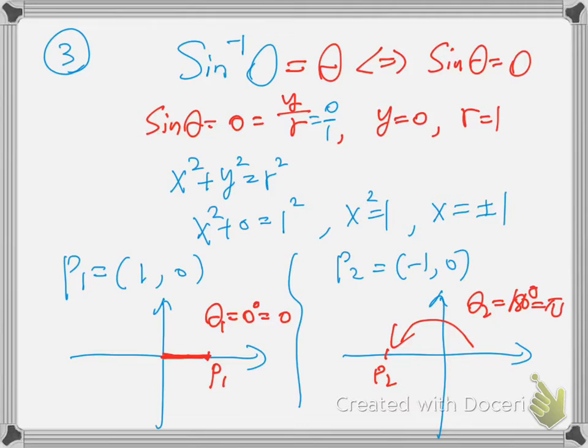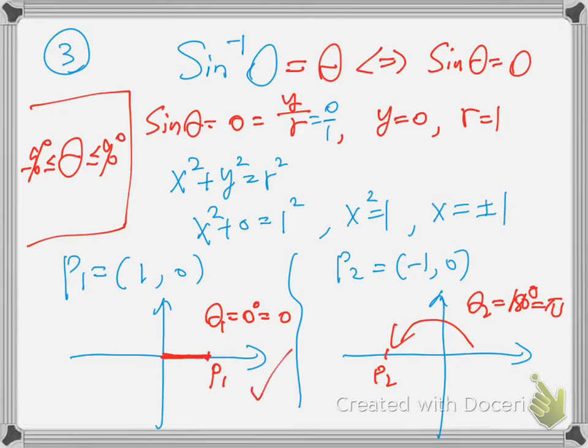Again, theta for the sine function is between negative 90 and 90, so we have to keep this one and drop 180. 180 is too big. It's not in the domain of the function.